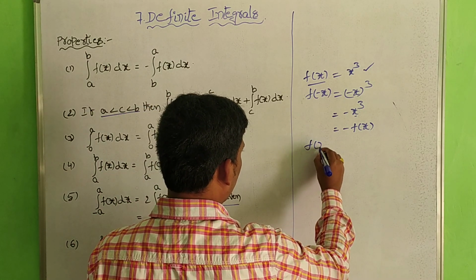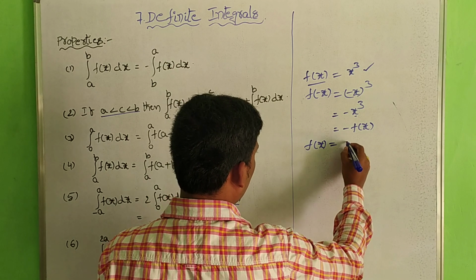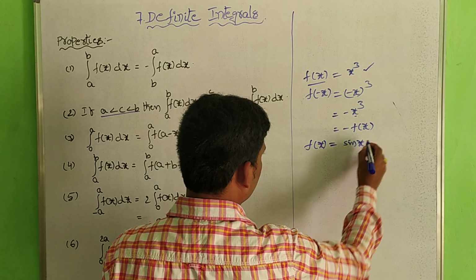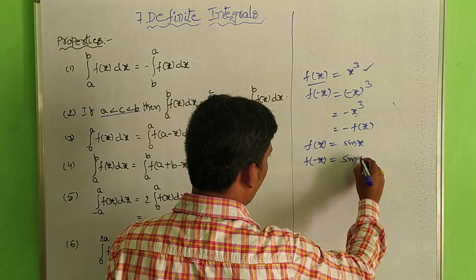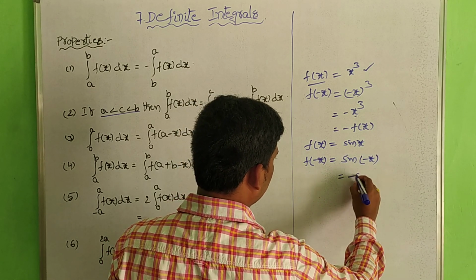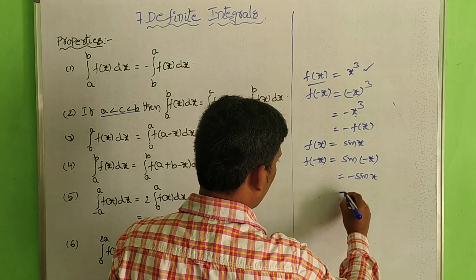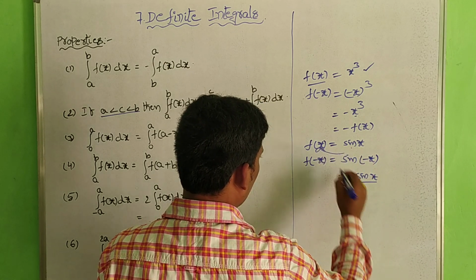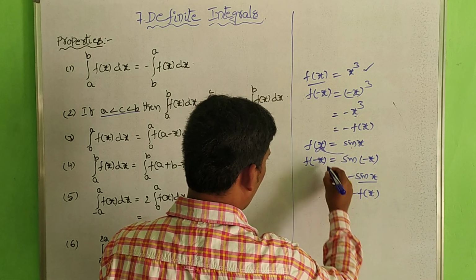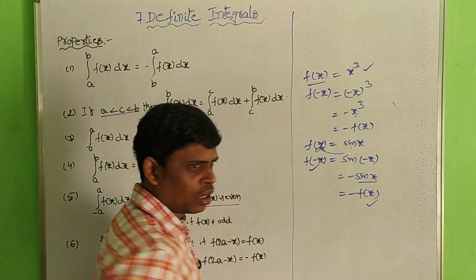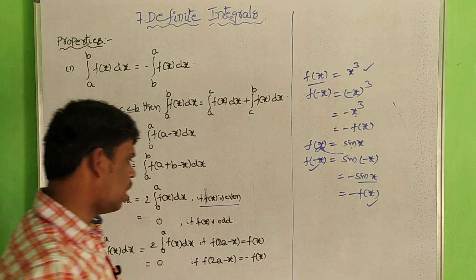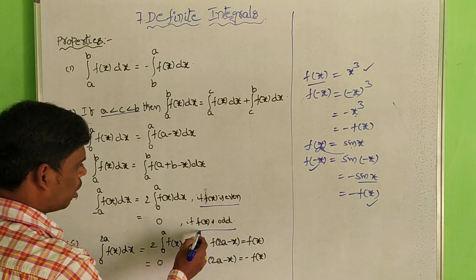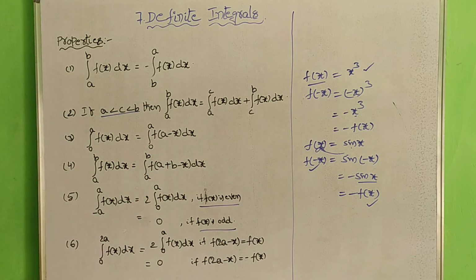Now a trigonometric example: f(x) = sin x. Replace x by −x: sin(−x) = −sin x, which we can write as −f(x). So f(−x) = −f(x). So this is an odd function. The value of this integral is directly 0.